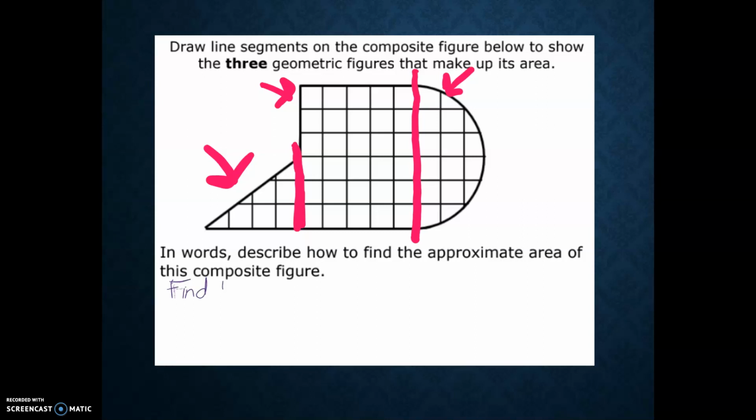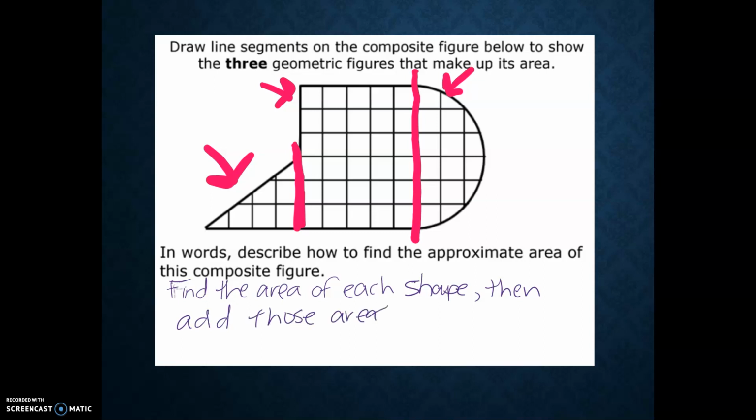Find the area of each shape, then add those areas together. So what you do is you break it up into its shapes and then find the area of each shape and then add those areas together. And then you'd have the total area of the composite figure.